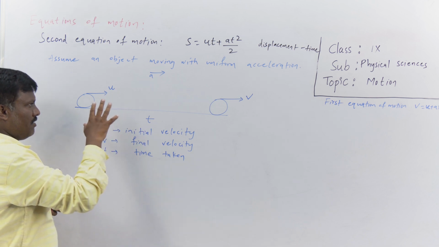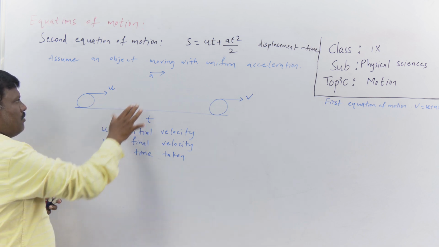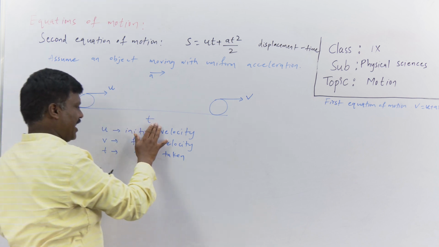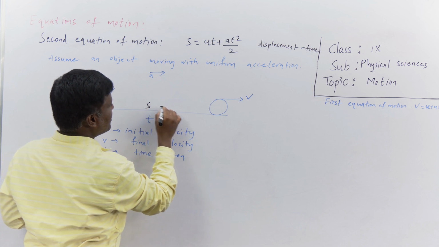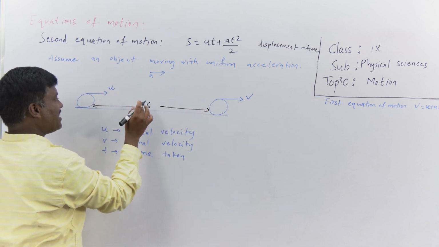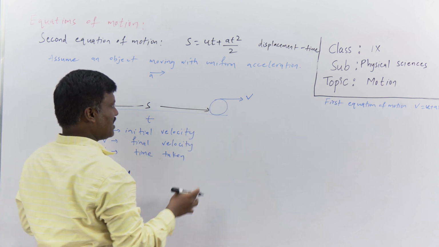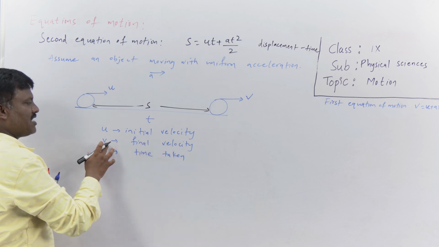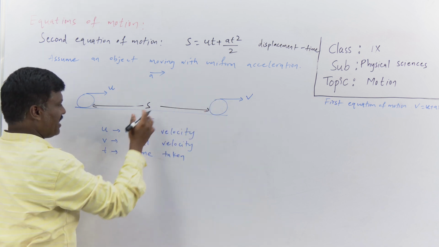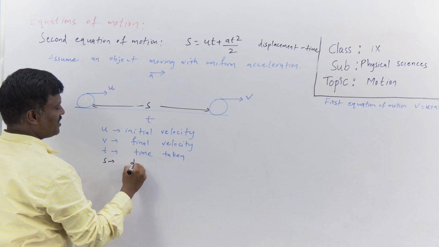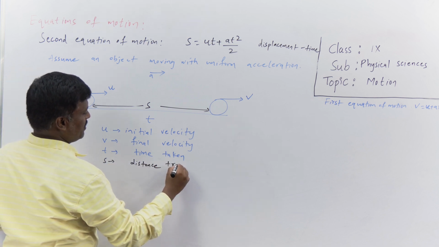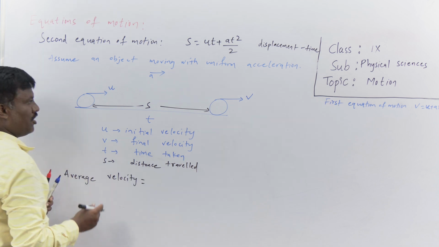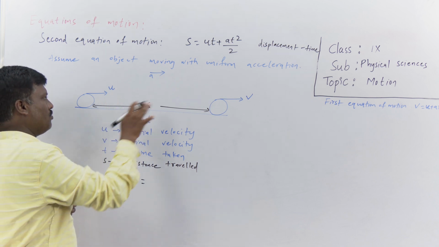As we discussed previously, let's say an object is moving with a uniform acceleration, starting with a certain velocity u. After some time, after covering a certain distance s, the velocity of the object has changed to v. So u is the initial velocity, v is the final velocity, t is the time taken, and s is the distance traveled, or displacement. Now we are going to find the average velocity of this body.